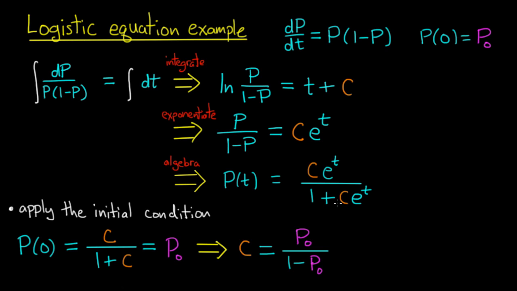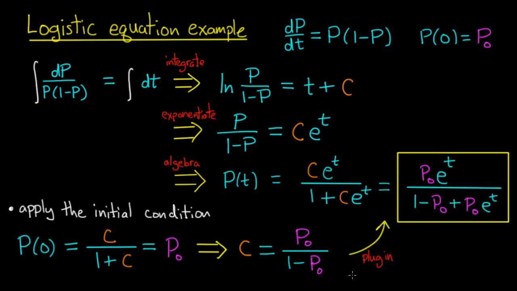We need to plug that value in for c in the equation above. Do it, simplify a little bit, and you'll get p0 e to the t divided by (1 minus p0 plus p0 e to the t). This is our final solution to the logistic equation with this generic initial condition for the initial population.